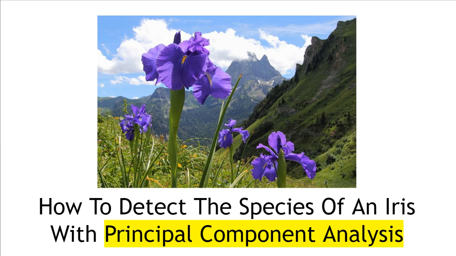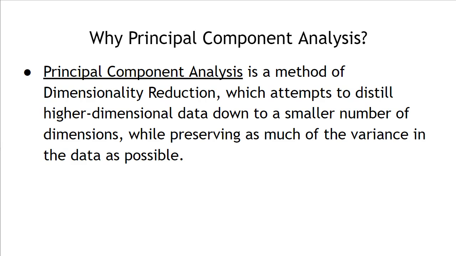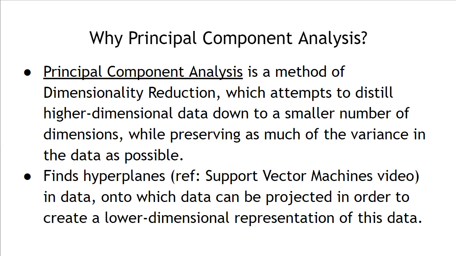All right, so in this video, we are going to take a look at how to detect the species of an iris flower with principal component analysis. Why principal component analysis? Well, it's a method of dimensionality reduction which attempts to distill higher dimensional data down to a smaller number of dimensions while still preserving as much of the variance in the data as possible. And what it's doing is it's finding hyperplanes.